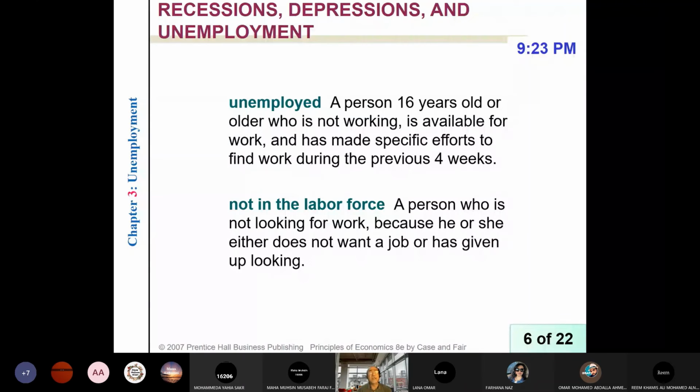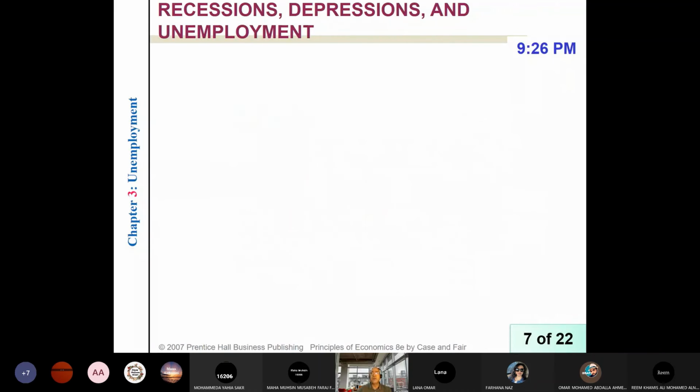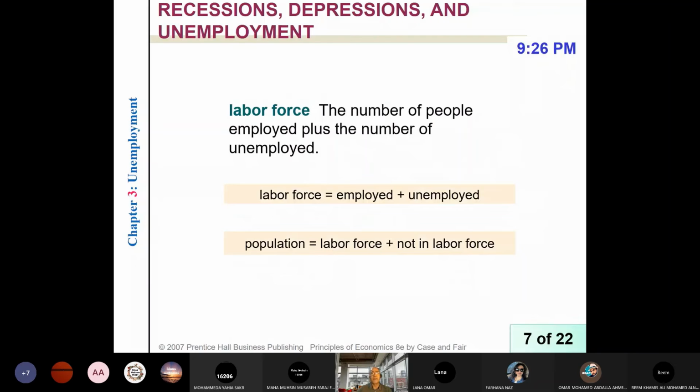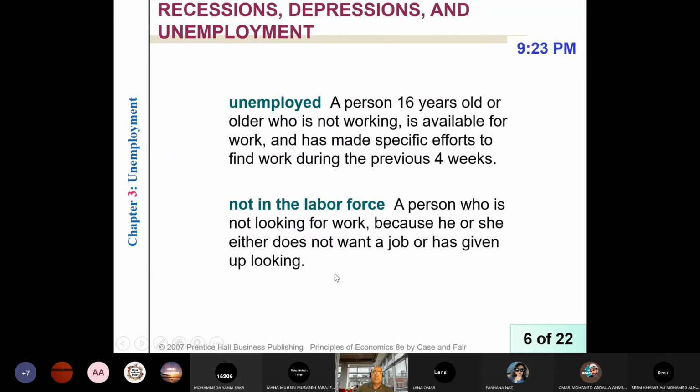The population equals labor force plus not in the labor force. So again, keep in your mind, we have two equations. The first one, labor force equals employed plus unemployed. Population equals labor force plus not in the labor force. So let's see who is not in the labor force.